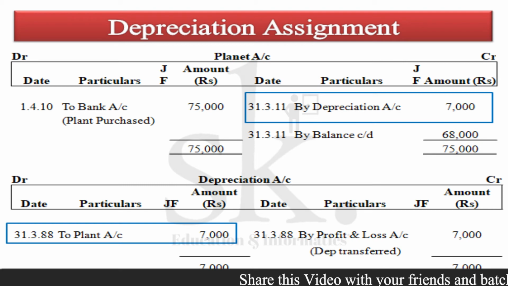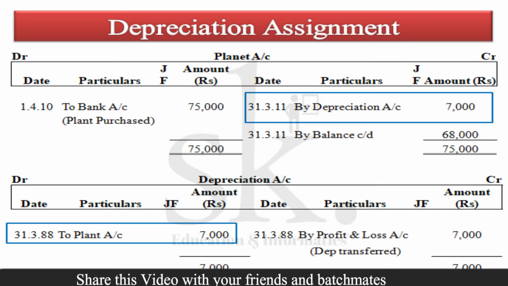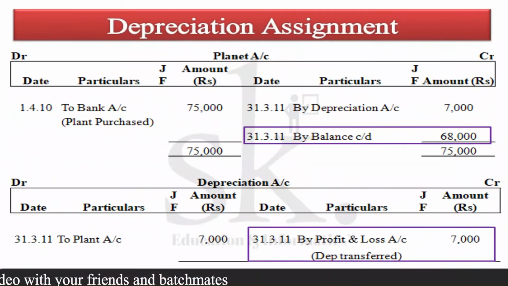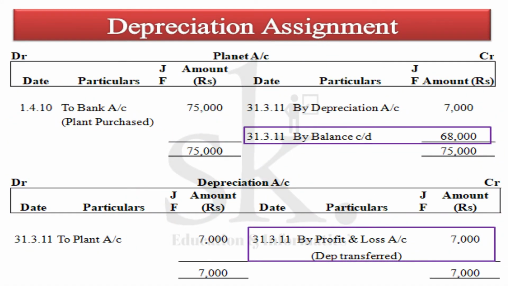Once we have posted the depreciation entry, the next question is, do we have any sale? No, we don't have any sale of an asset in this particular year, so we close. First we close the plant account. We find the total of 75,000 on the debit side. Thereby we get a balance of 68,000 as on 31st of March 2011 to be transferred to the next year in the plant account.